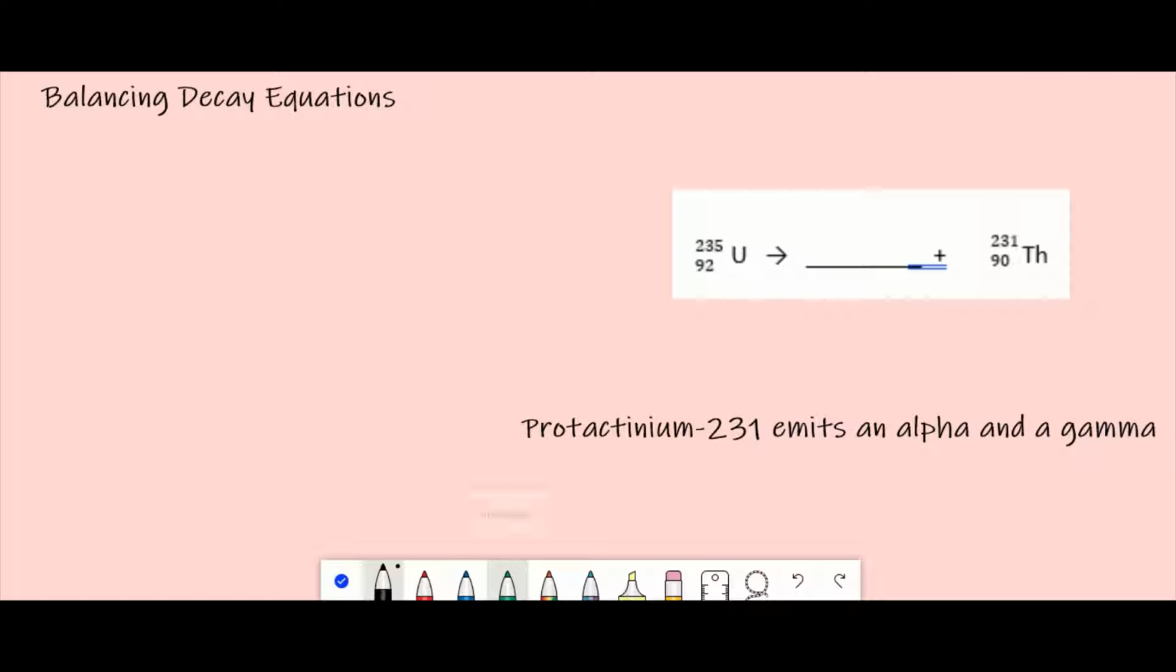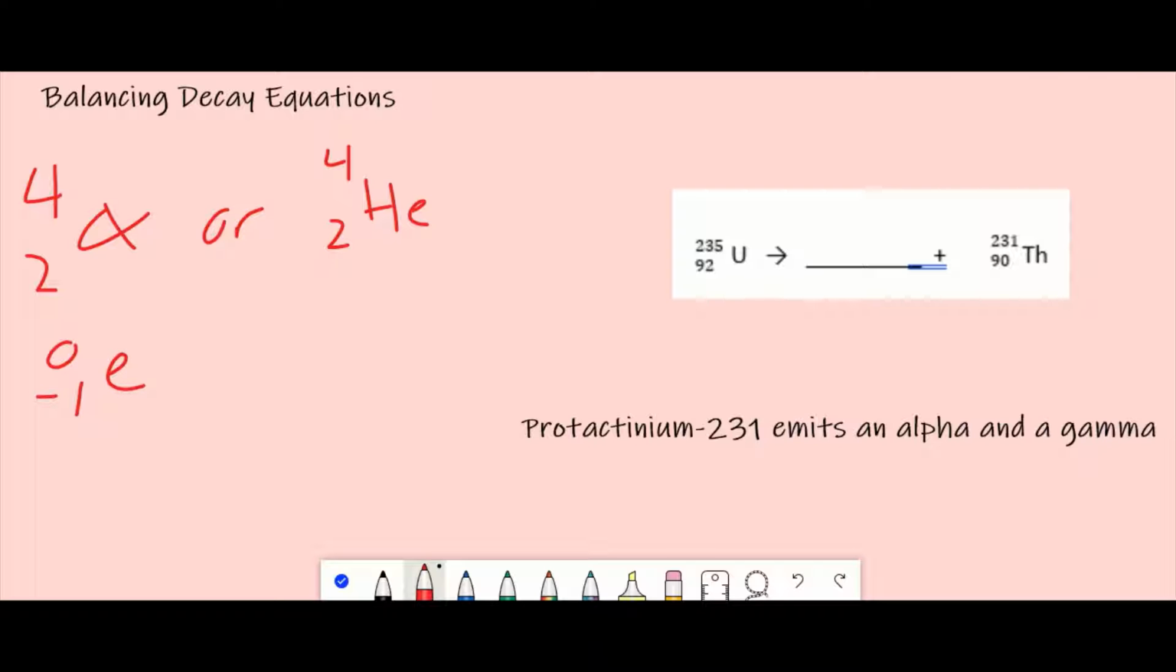Let me use a different color this time. I'll use red. Remember, you first had alpha, which is the 4, 2, and there's an alpha sign, or since this is the same thing as helium, we also write the 4, 2 helium. That's also fine to use. That's for alpha. And then beta, we had the 0, -1, e. Beta has a symbol of this.